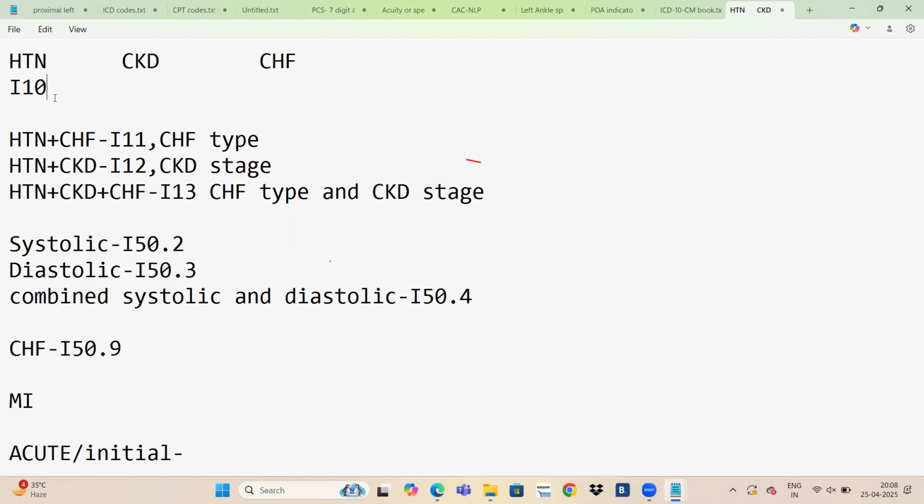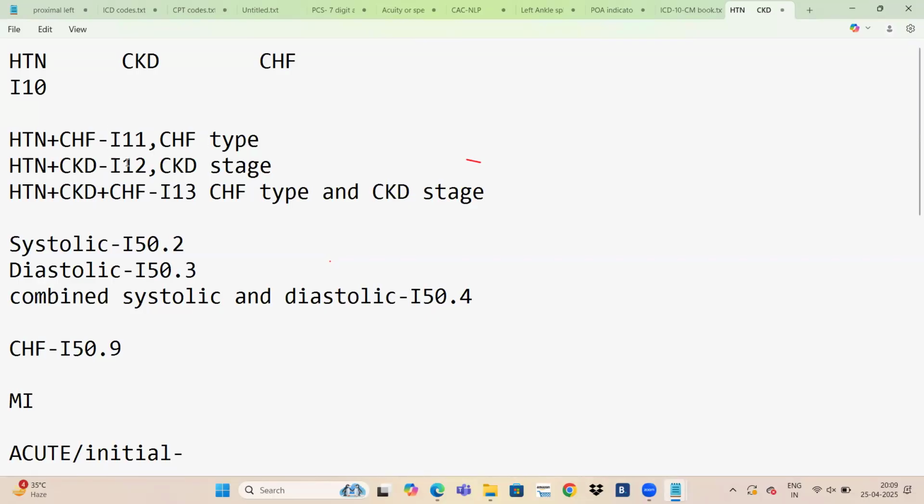Then, if you find documentation hypertension with CHF, you need to code the combination code hypertension with CHF and additionally the type of CHF. What are the types, like systolic, diastolic, combined systolic and diastolic? Whatever they documented, we need to add additionally. Then, if they documented hypertension plus CKD, you need to code the I12 series and the CKD stage, depending on what CKD stage they documented. Then, if they documented hypertension, CKD, CHF, then you need to code the I13 series, then the CHF type and CKD stage. Okay, these are all the things we need to code.